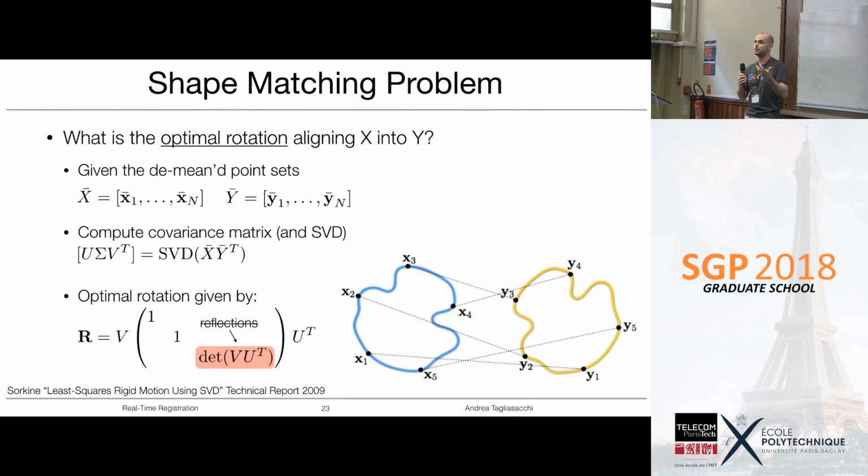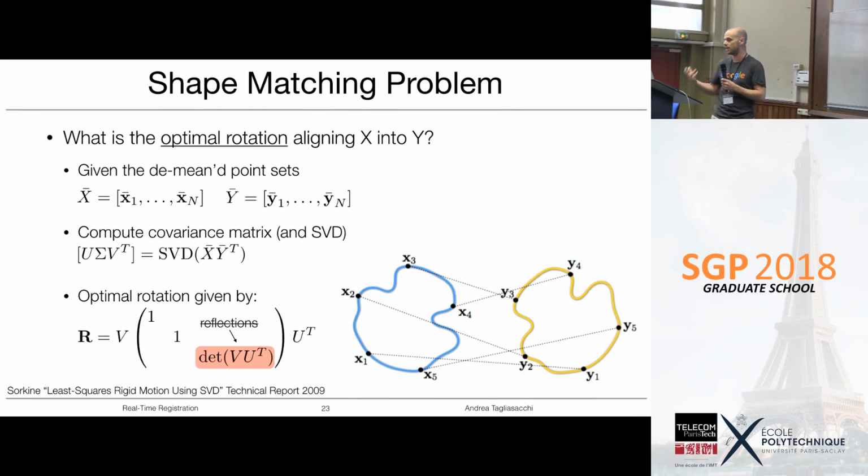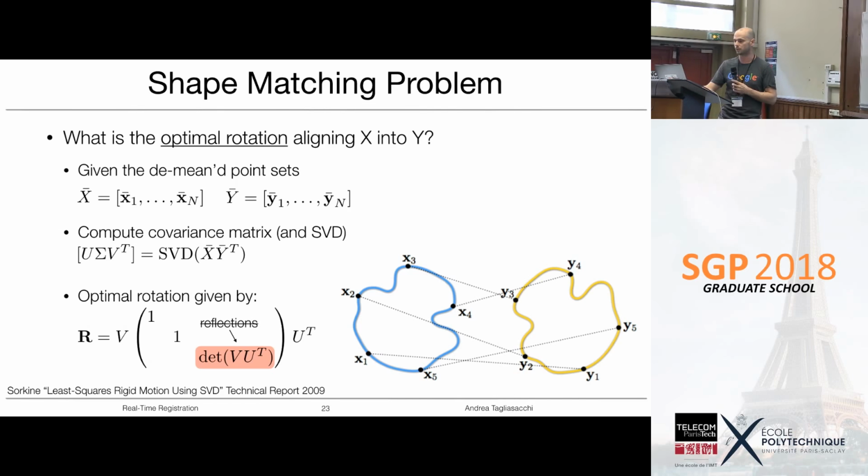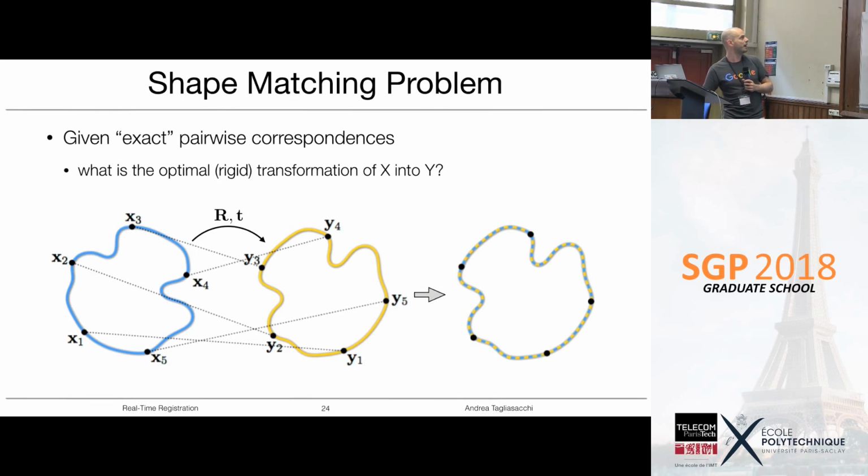Now, the problem is that you cannot take this and extend it directly to more complex optimization problems. So that's actually the core of most of the talk today. So now what do we do? We have assumed pairwise correspondences, and now what if you don't have them? How can you approach the problem?